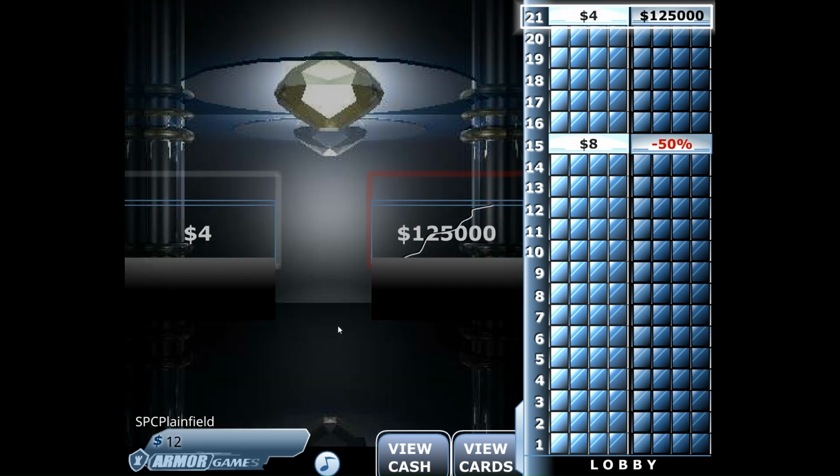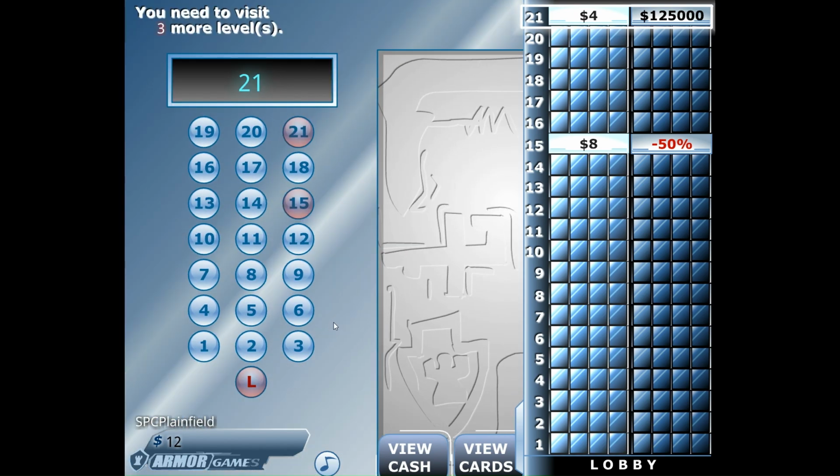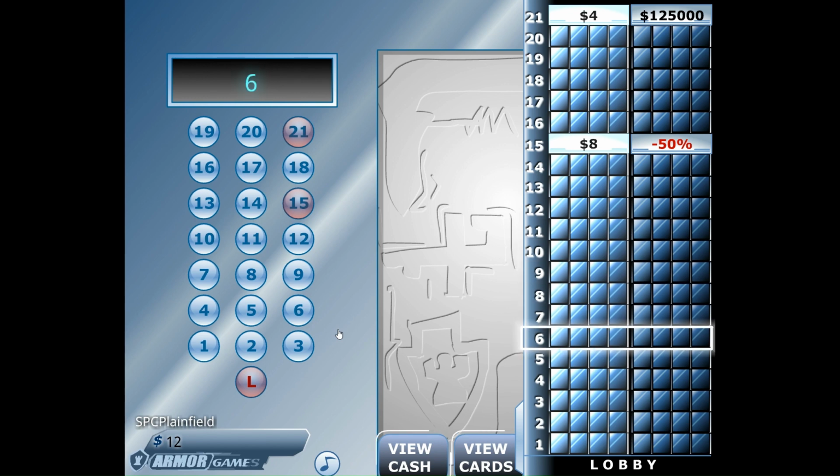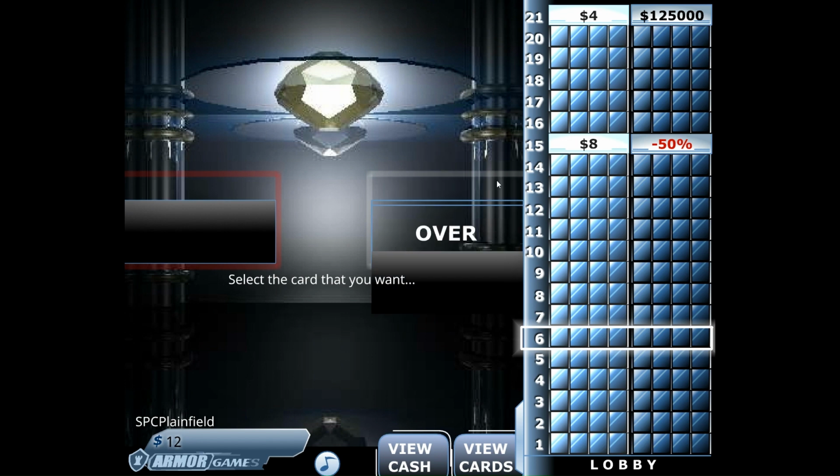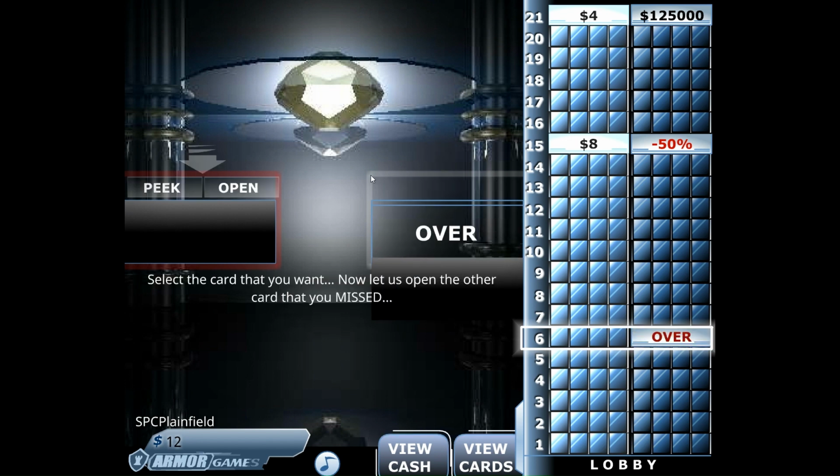$24... $25,000. Oh my. That's like the fourth best value on this board. Right side 6, and look at that, just $12 is what we have.